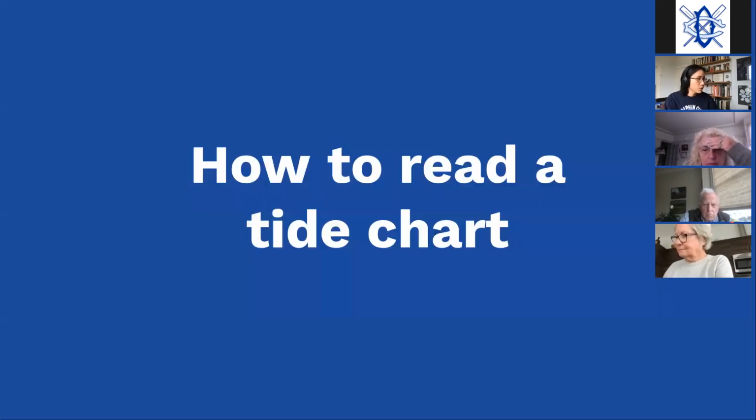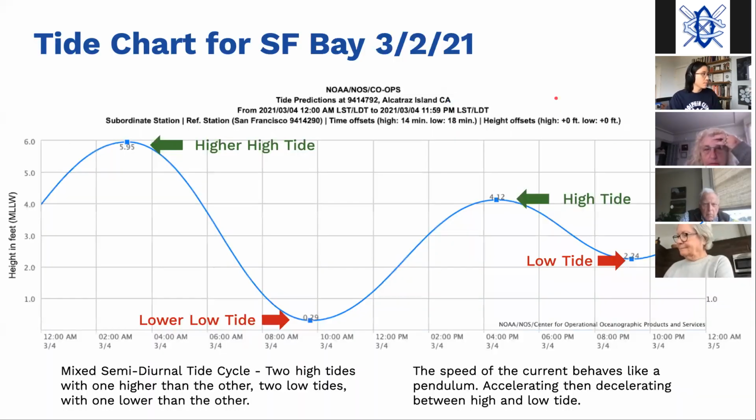So let's talk about tide charts and how to read them. This is the tide chart for San Francisco Bay. This is March 2nd, sometime last week. And this data is for Alcatraz Island. It's the closest measuring point to the club, and so it's the information that's going to be the most relevant when you're looking for tide information.